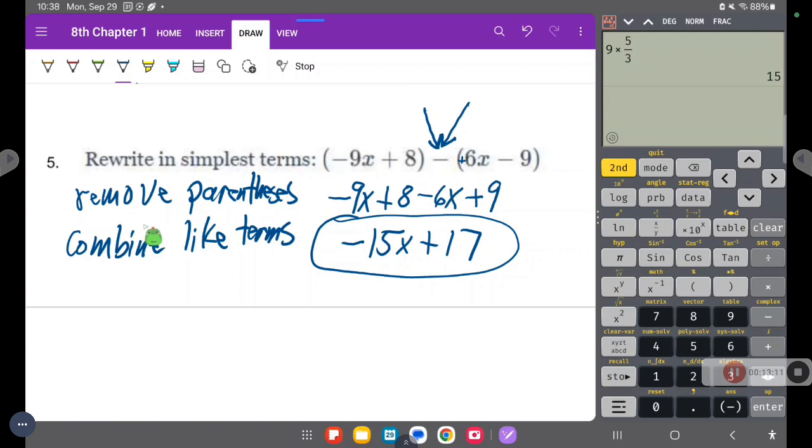So on this, we had to remove the parentheses, and then we had to combine the like terms. So the two x terms together, the two constants together. Okay? Any questions? Yes. Johnny?